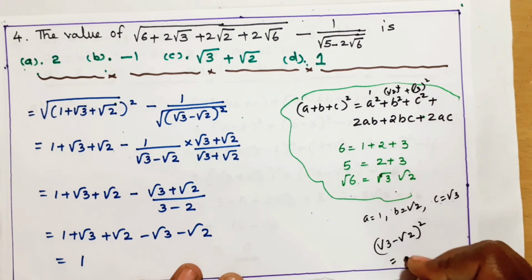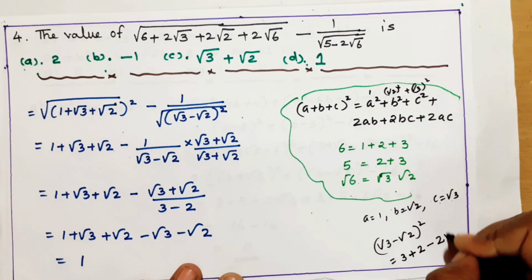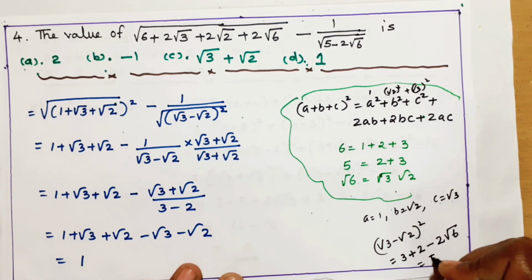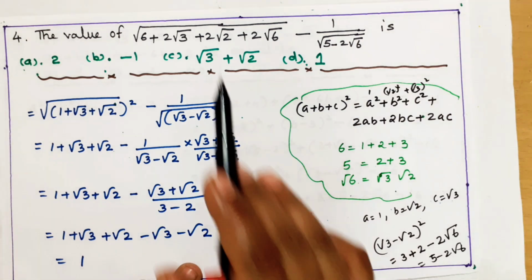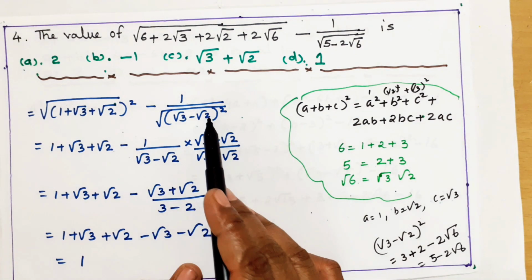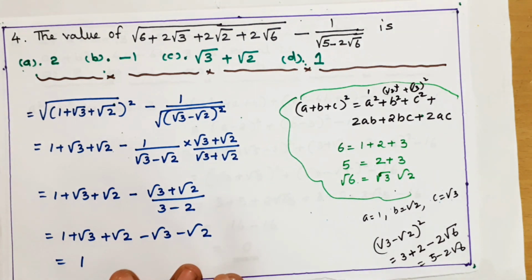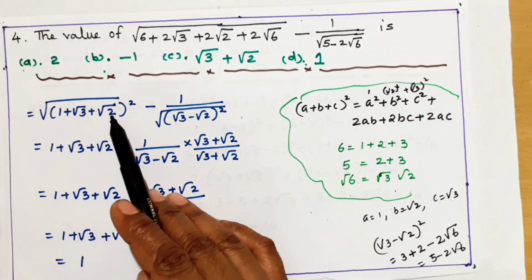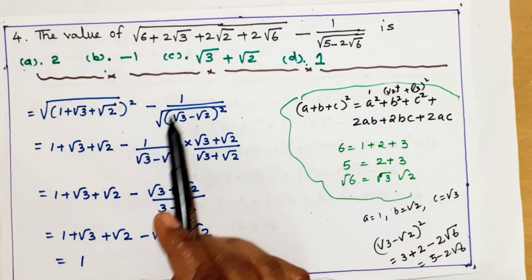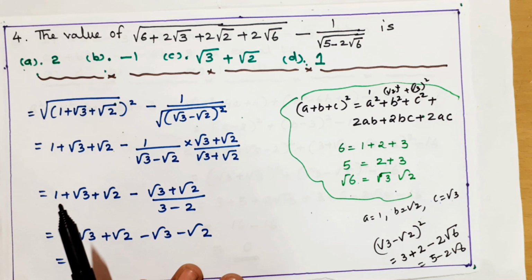If you check it, this one will be 3 plus 2 minus 2 root 3 into root 2, root 6. So it is 5 minus 2 root 6. That is nothing but this number. So how we simplified this, you should get an idea by seeing the numbers given in the question. So I can write the first full term as root over (a plus b plus c) the whole square minus 1 by root over (root 3 minus root 2) the whole square.